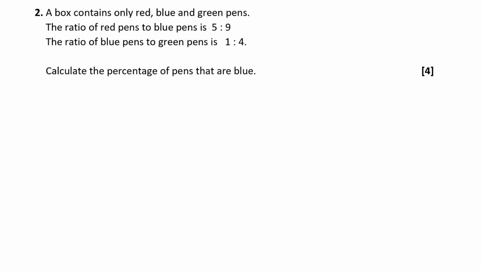Okay, so I've been given 2 ratios here, and they're kind of separate from each other, aren't they? So what I'm going to do first is try and combine them into one ratio that has all 3 elements in it. So I've got red, and I've got blue, and I've got green, haven't I? And I know from the first statement that the ratio of red to blue is 5 to 9. So I can put a 5 in there and a 9 in there. And then from the second statement, I know that blue pens to green pens is 1 to 4. So I can put a 1 in there and a 4 in there.